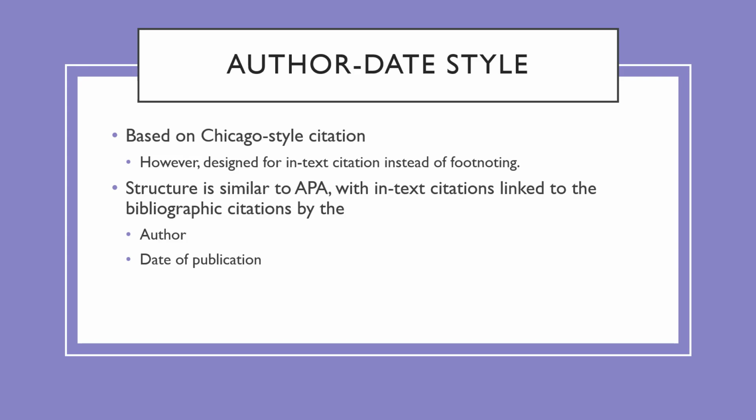So what is Chicago author date style citation? Well, like regular Chicago style citation, it's based on the structure laid out in the Chicago Manual of Style. However, unlike regular Chicago, the author date system is designed to be used with in-text citation instead of footnotes, and the bibliographic citations are restructured in order to be easily referenced by elements that link them to the in-text citations, which are, shockingly, the author name and the date of publication. Hence the rather obvious name of this citation style.